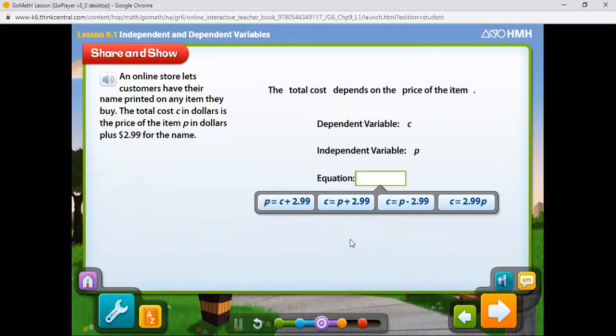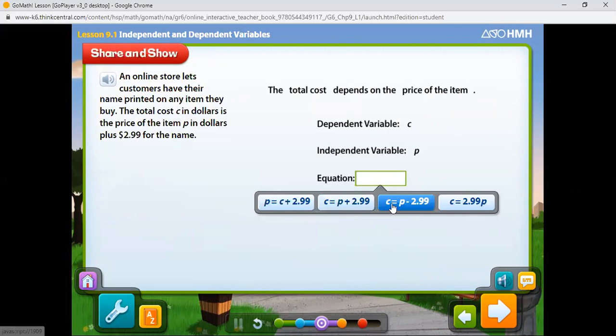Okay, girls. Now we have to write an equation. Always, you know, the dependent variable comes in front of the equal sign. So here the dependent variable is C, that's the total cost. So where is C in front? It should be this, this, or this. Of course, not this, because the dependent variable is always equal to.